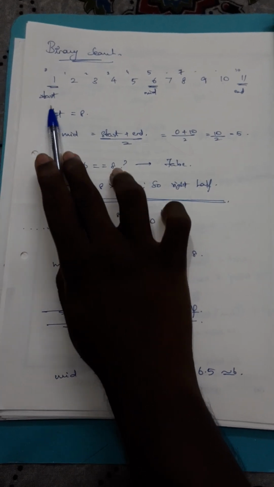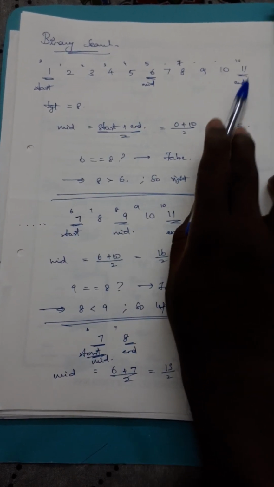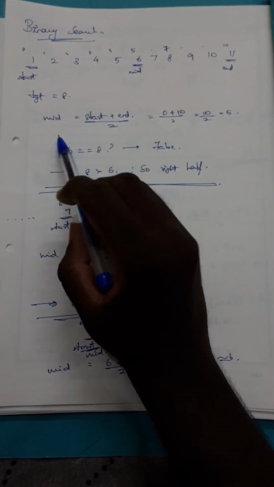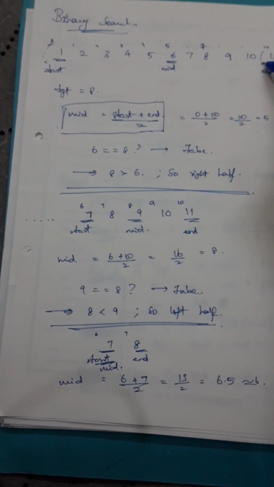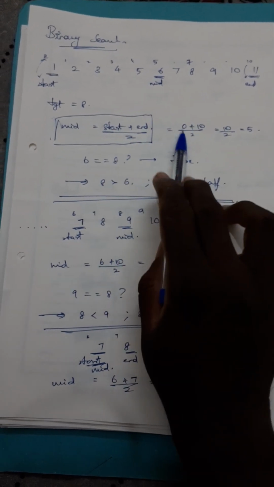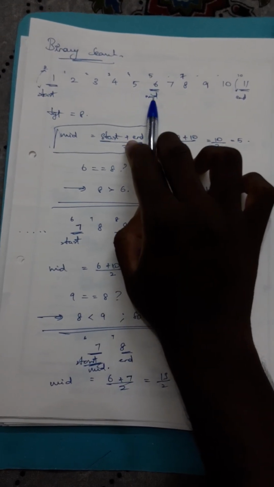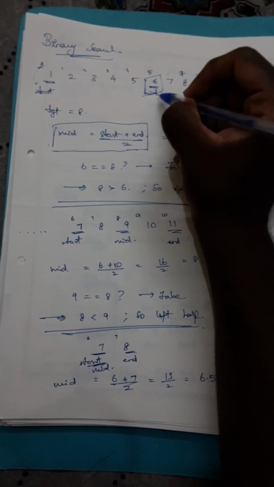What binary search does differently is it takes three other variables: start, mid, and end. Start is the starting element of the list, end is the ending element of the list, and middle is found with this formula: mid is equal to (start plus end) divided by 2. The start here is not this number, it's the position, the index value of the number. So start would be 0, end would be 10. So mid would be (0 plus 10) divided by 2, which is 10 by 2, which is 5. In this case, index 5 is the number 6. So the fifth position would be the middle.